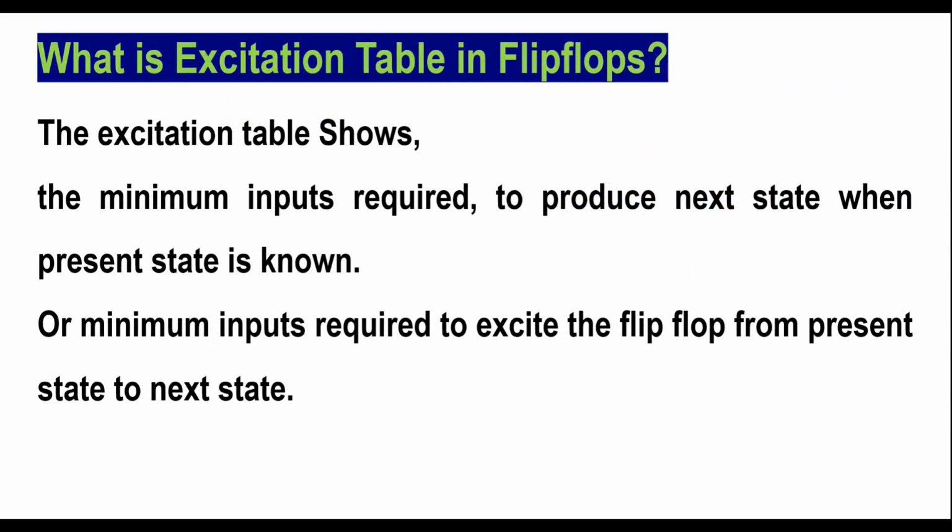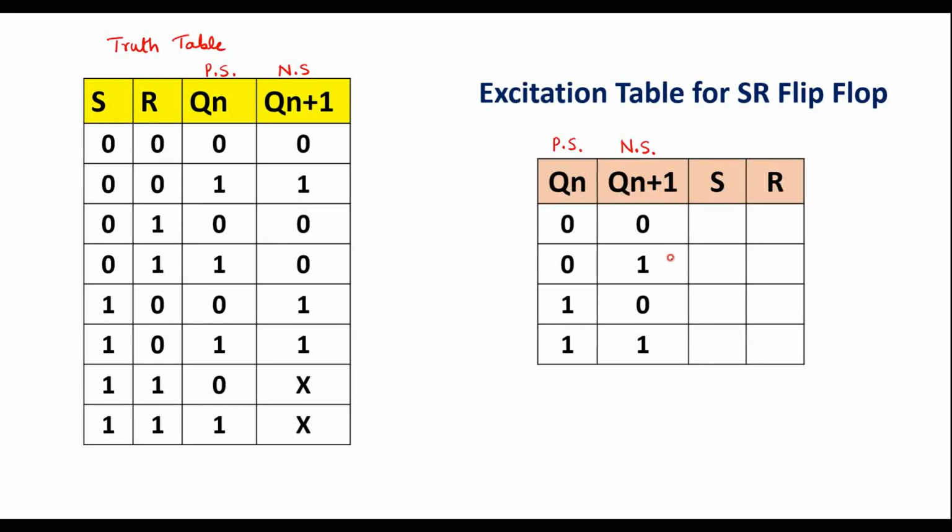So as per the definition, the minimum inputs required to excite the flip-flop from present state to next state. In the excitation table, we can observe that the present state is 0 and the next state is also 0. So what is the value of S and R so that the flip-flop will excite from 0 to 0? Now let's see the same condition in the truth table. Here we can observe that the present state is 0, next state is 0 in this row. Similarly here also we have present state 0, next state 0.